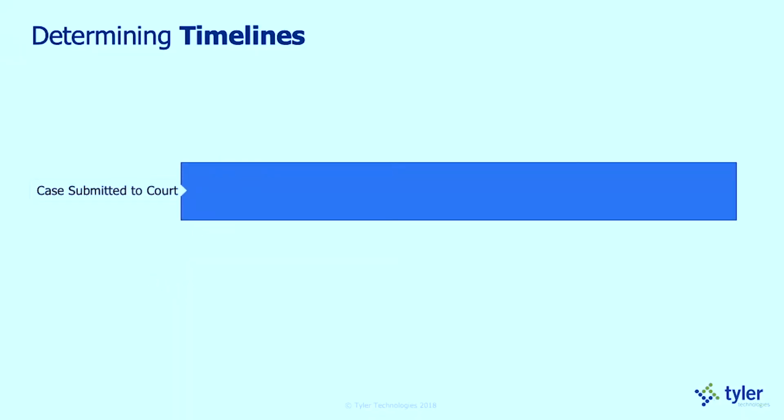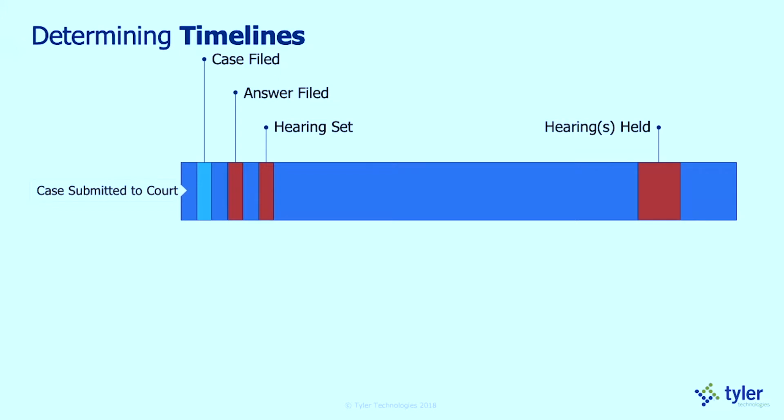Okay, so the next thing we need to think about are our timelines. I'm going to walk through just a normal case timeline. Again, this may be a little bit different for your case type or your court, but we have a case that's filed. We have an answer. We have our hearing set, and we're putting it out here because we've got some time in between. This is where we encourage our customers to really put in that ODR process, in between where you have your hearing set and you actually have the hearing that's going to be held.